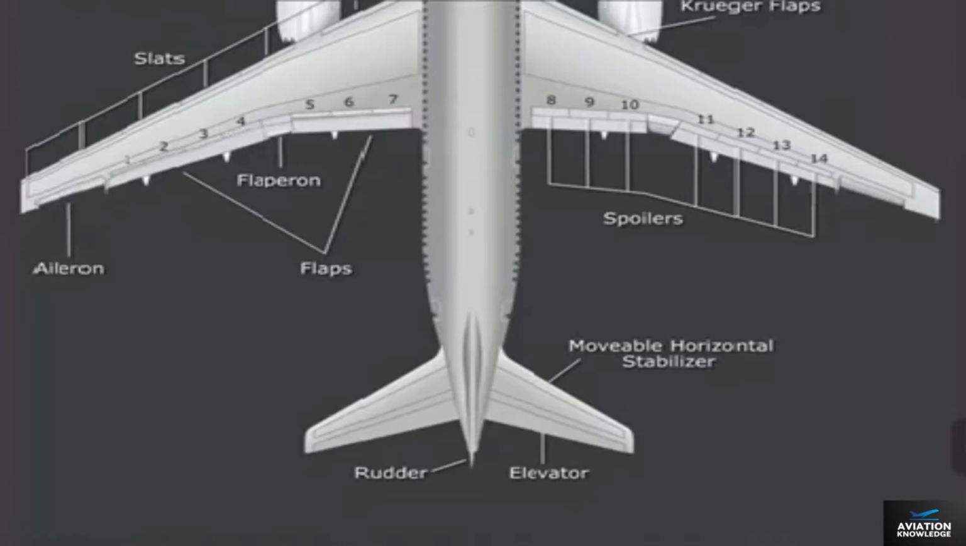The flaperons are located between the inboard and outboard flaps on both wings. In the normal mode, they are used for roll control with the flaps retracted or extended. The flaperons also droop with the trailing edge flaps to improve slow-speed performance.